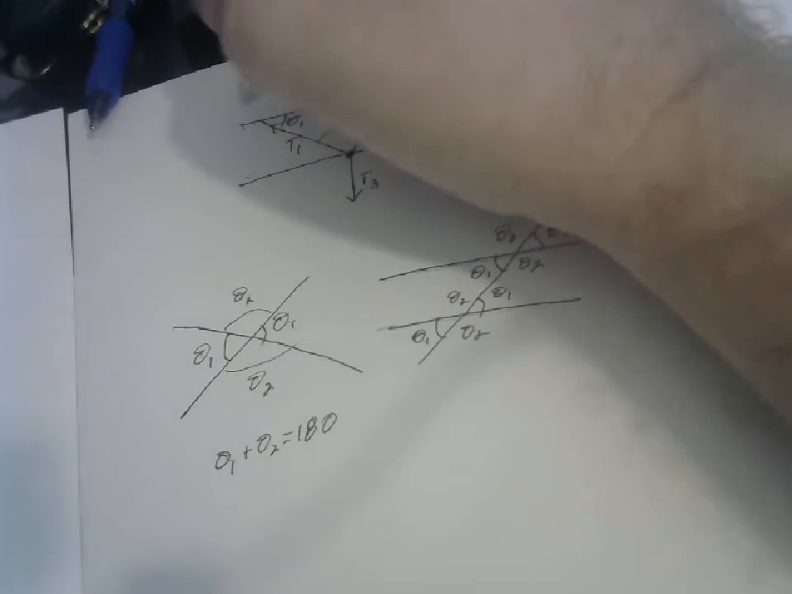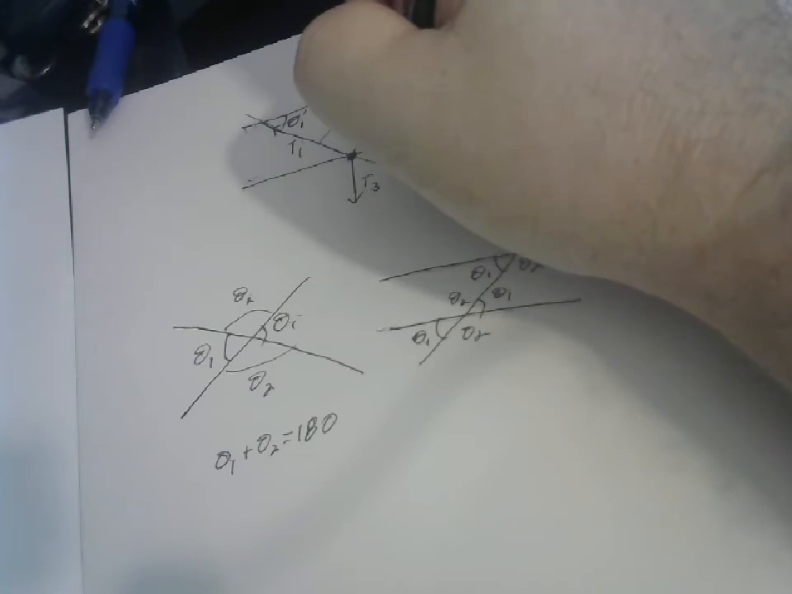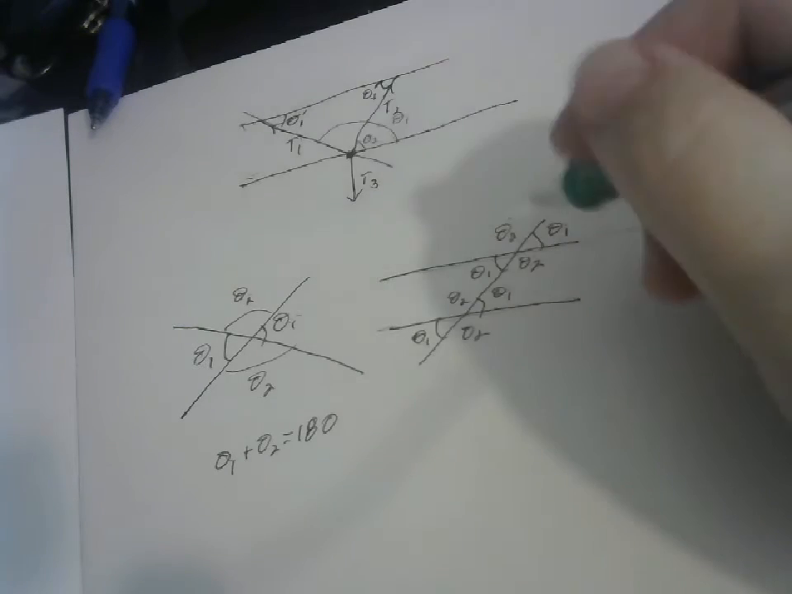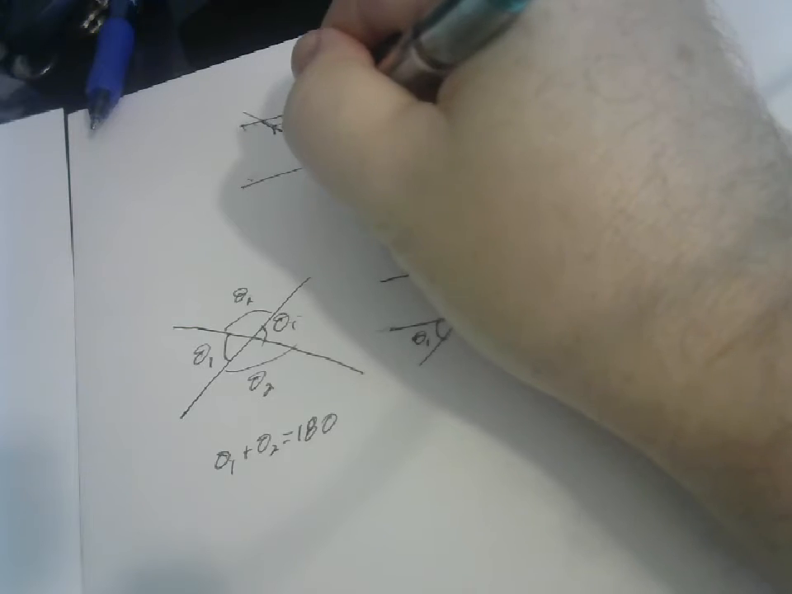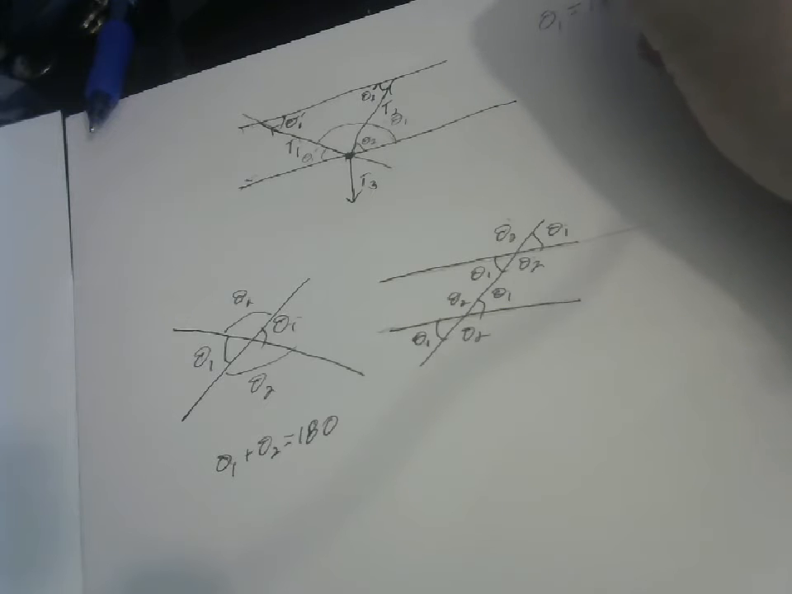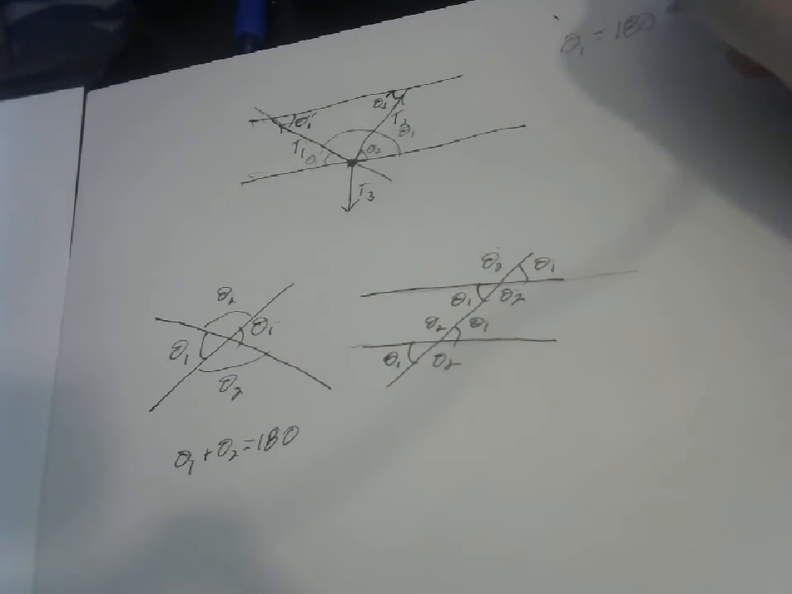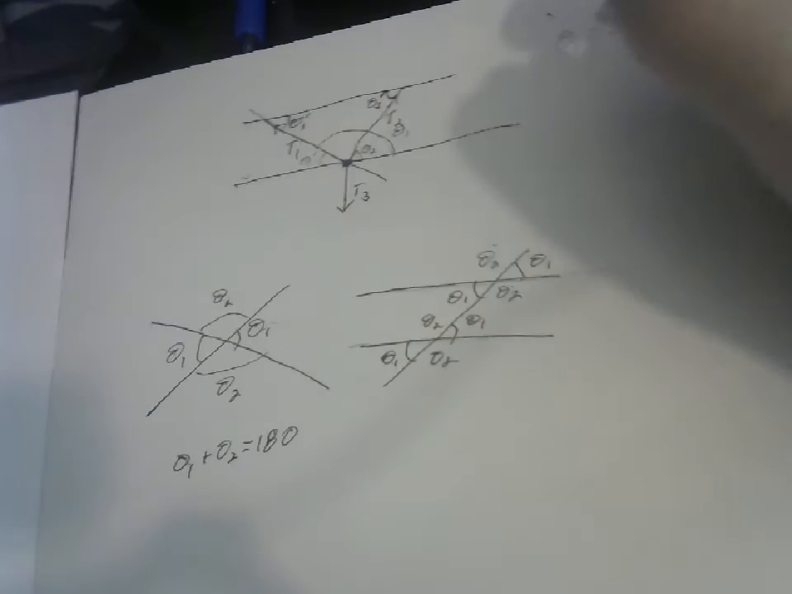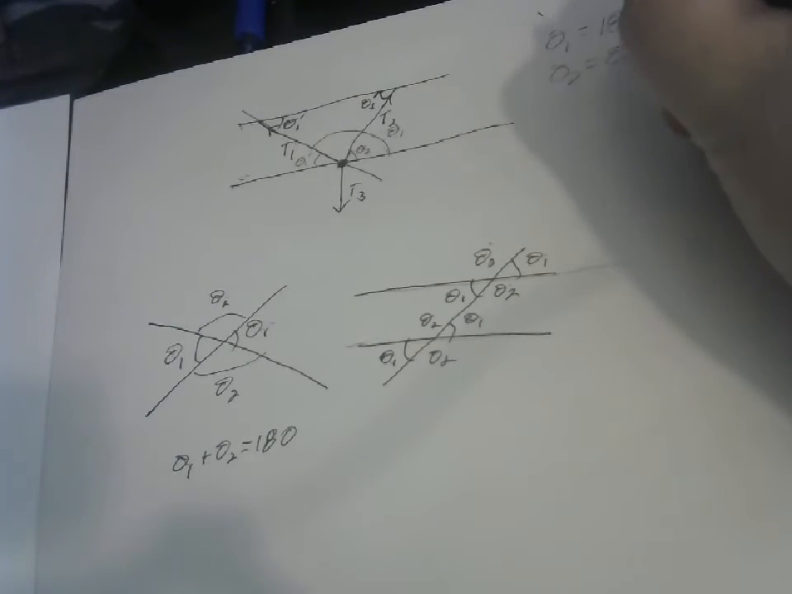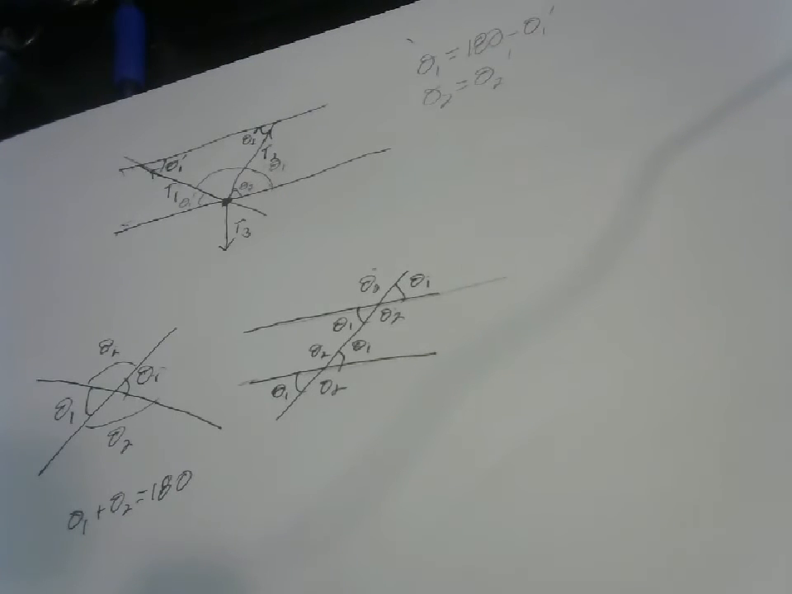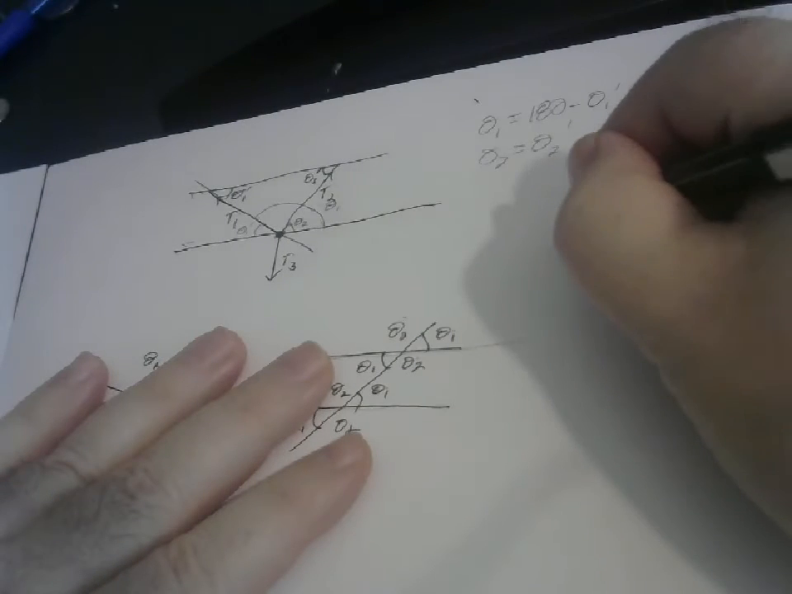So I'm going to go ahead and draw on through this line and note that theta 1 prime is the same as theta 1 prime. So theta 1 is equal to 180 minus theta 1 prime. Also, theta 2 is the same as theta 2 prime. So we can notice those things.